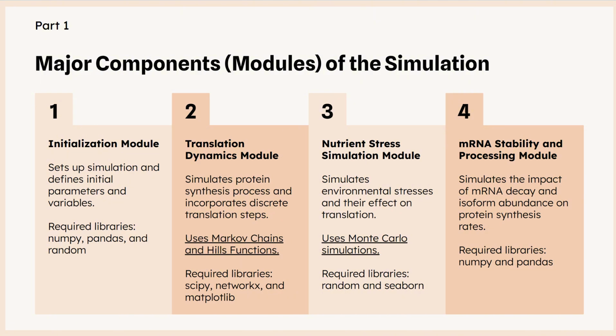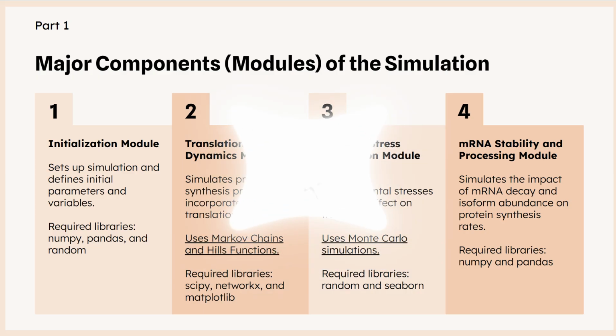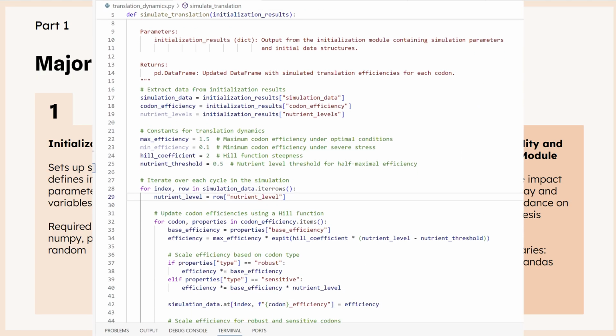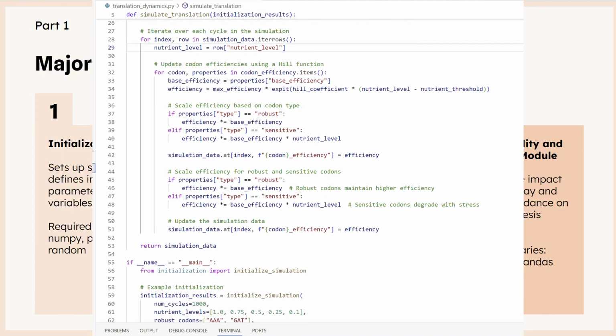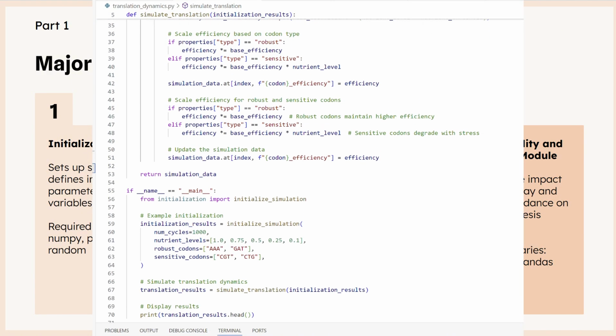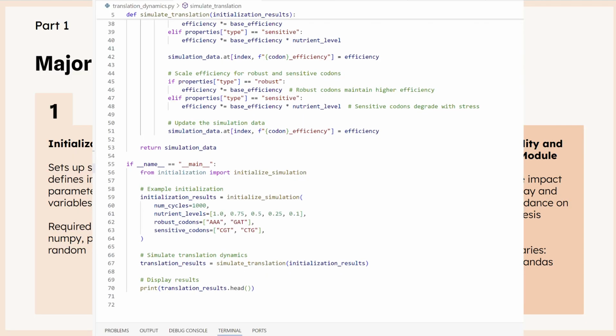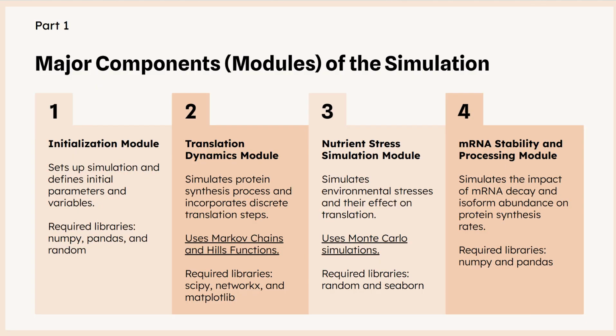The translation dynamics module simulates the protein synthesis process and incorporates the discrete translation steps. It uses Markov chains to model the transitions between the codon states during translation and incorporates Hill functions to account for the impact of nutrient concentrations on tRNA charging rates.